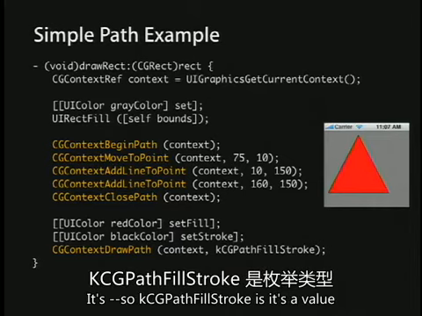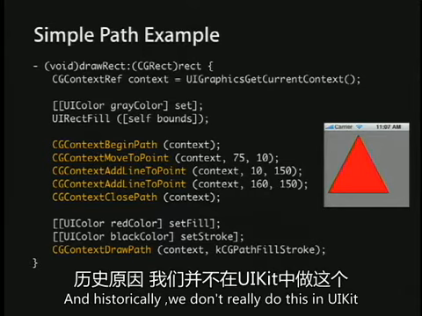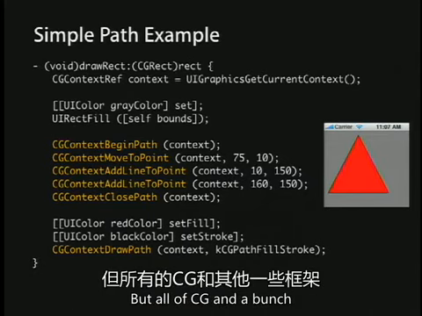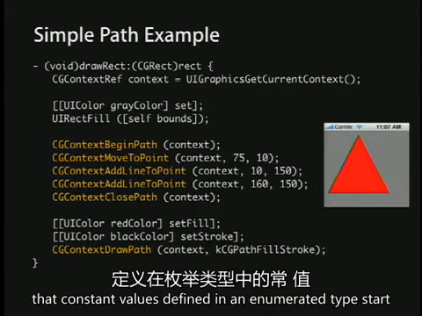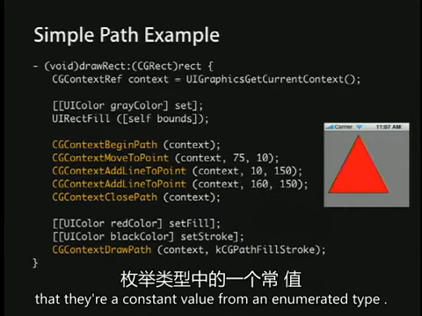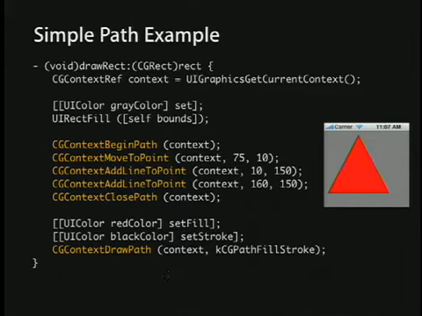So kCGPathFillStroke is a value in an enumerated type. And historically, we don't really do this in UIKit, and a lot of other frameworks don't do it either. But all of CG and a bunch of other frameworks have the standard naming convention that constant values defined in an enumerated type start with the letter K, just to indicate that they're a constant value from an enumerated type. So kCGPathFillStroke is a value from an enumerated type. It's not a typo.